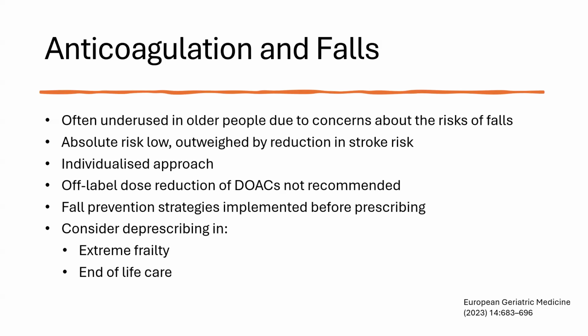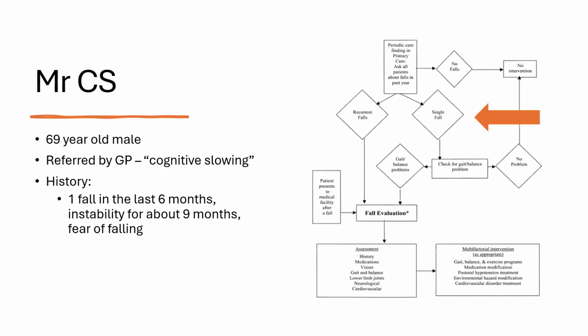There should be a per-patient individualized approach on decision-making in the elderly. And you should consider deprescribing anticoagulants in patients with extreme frailty or in cases of end-of-life care, as well as in cases where your patient has made an informed decision about anticoagulation and chooses to rather not be on it.